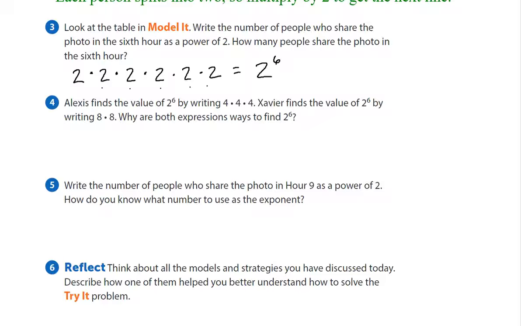Repeated multiplication 6 times, which we already discovered was 64. 2 times 2 is 4, 4 times 2 is 8, 8 times 2 is 16, 16 times 2 is 32, 32 times 2 is 64.